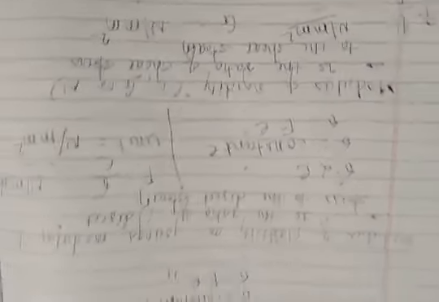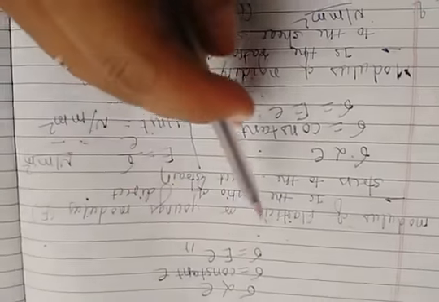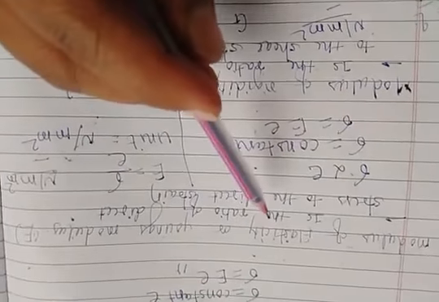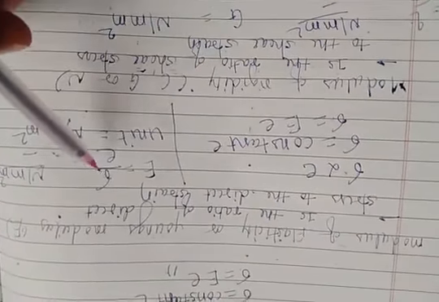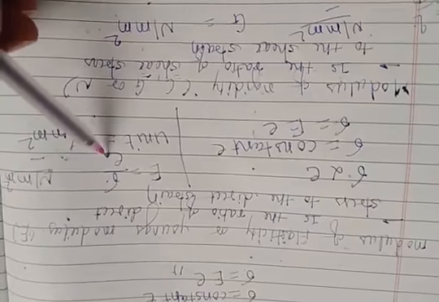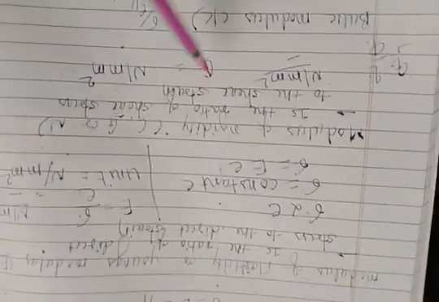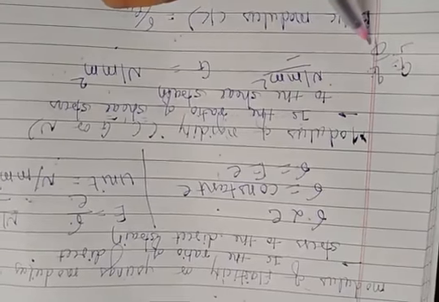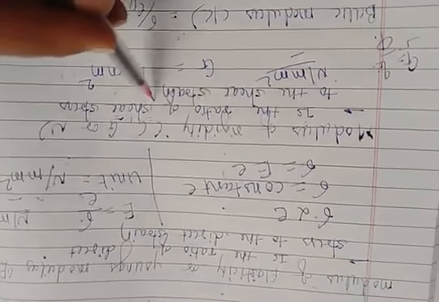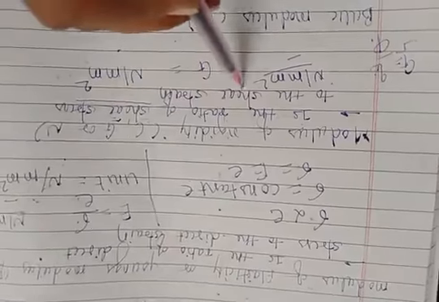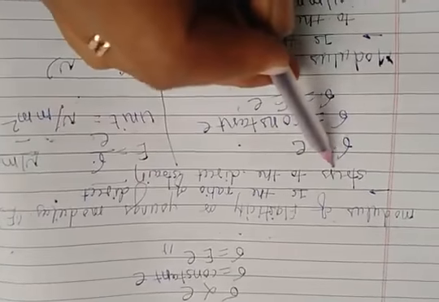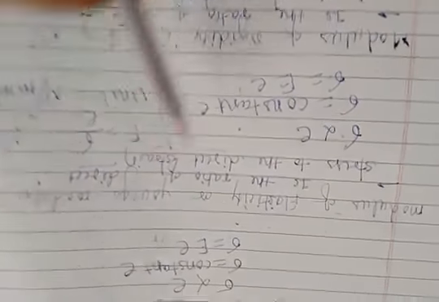Remember the exact difference between modulus of elasticity and modulus of rigidity. Modulus of elasticity is the ratio of direct stress to the direct strain, and in the case of rigidity, it is the ratio of shear stress to the shear strain. In the case of Young's modulus, it is direct stress to the direct strain.